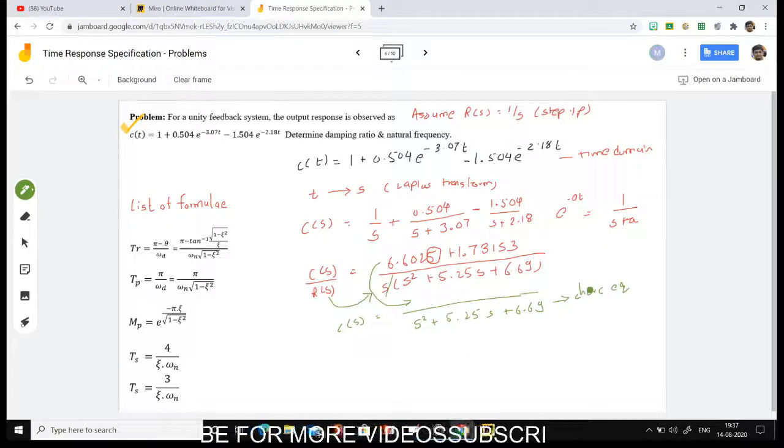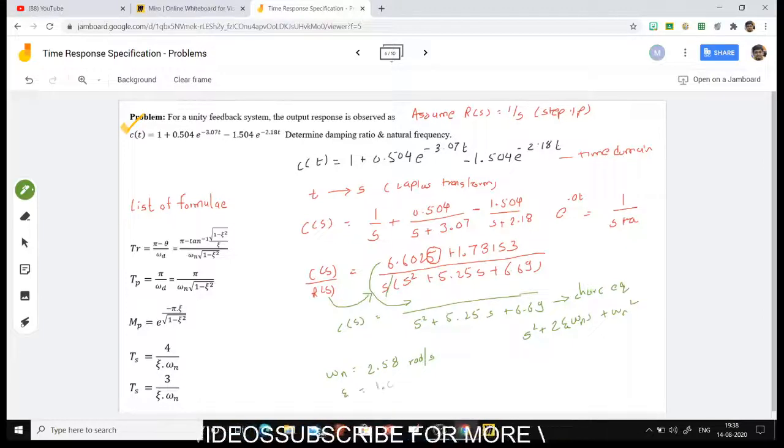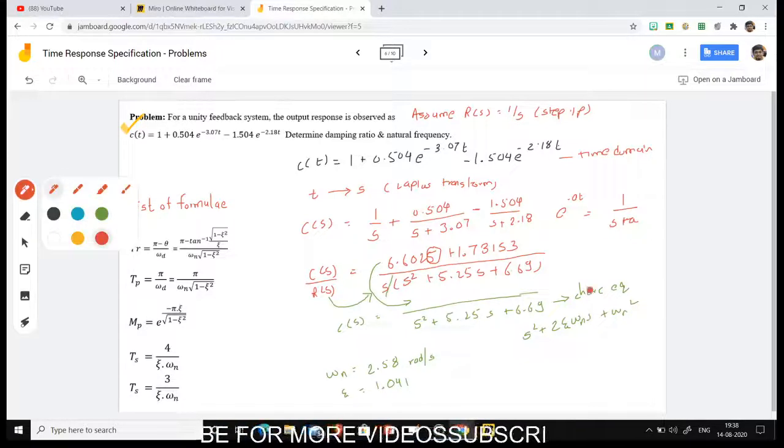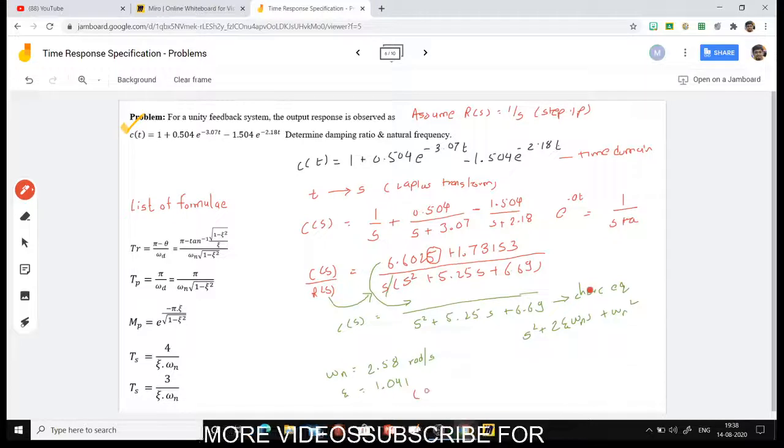So we will compare this with S square plus 2 zeta omega n S plus omega n square, and by simple comparison you can find omega n, which you will get somewhere around 2.58 radians per second, don't forget to write units, and you will get zeta as 1.041, and you can comment on damping, that it's an over damped system.